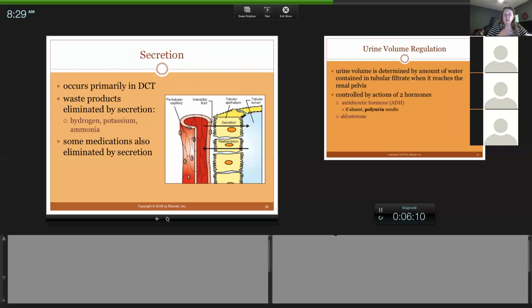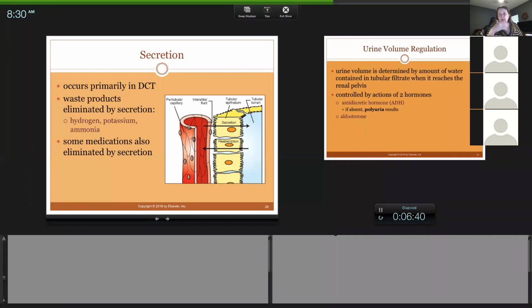Now, secretion. When I say secretion, things are moving from the peritubular capillary. They were in the capillary and they're going to move to the tubular lumen to be secreted. But the primary place that reabsorption happens is pretty much the PCT, loop, and DCT. But secretion primarily occurs in the DCT, which, remember I said, the DCT is the last stop.